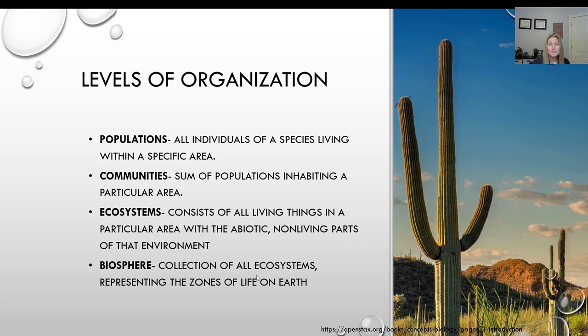Okay. Or maybe I can even study everything, all the living things together in a collection. So that is the biosphere, a collection of all the ecosystems representing the zones of the earth. So those are all the different levels of biological organization, and we can study each one of those levels if we want, okay? And some organisms don't have all the lower levels, just recognize that.